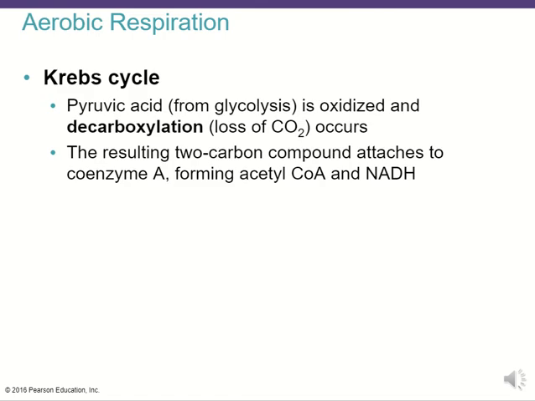The Krebs cycle is involved in aerobic respiration. Essentially, pyruvic acid that was produced by glycolysis is further oxidized and decarboxylation occurs, essentially the removal of a CO2 molecule. This results in a 2-carbon compound that attaches to coenzyme A, forming active acetyl-CoA, or acetyl-coenzyme A, and NADH.